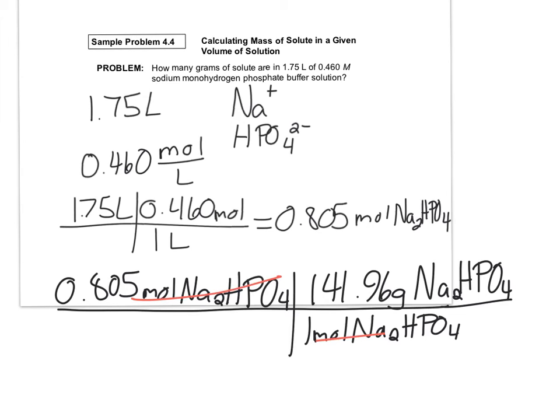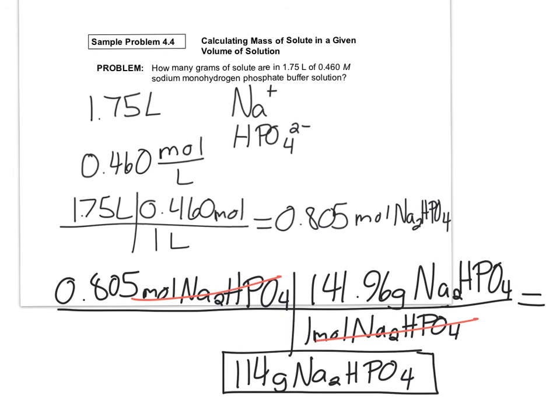Now my moles divided by moles are going to cancel out, and I'm going to be left with, let's see, what is our answer here? 0.805 times 141.96 equals, I got 114 grams of Na2HPO4.